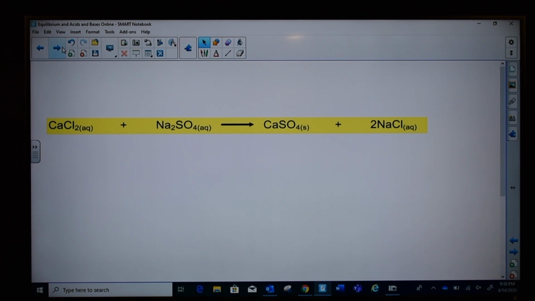Now, when those two react, you have a compound and a compound reacting. Remember, that's a double displacement reaction. They switch partners. So you have the sodium joining the chloride, the calcium joining the sulfate. So you have CaSO4 and sodium chloride, NaCl. And again, you're checking your table of solubilities, and to your surprise, calcium sulfate forms a precipitate. So you should have written a little s beside it, and beside the sodium chloride, an aq.